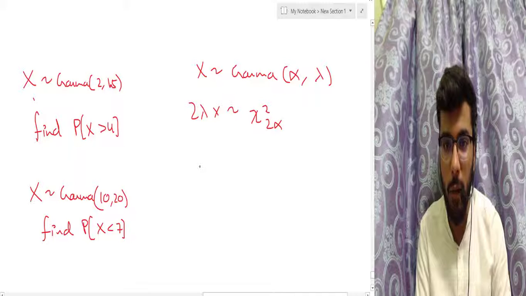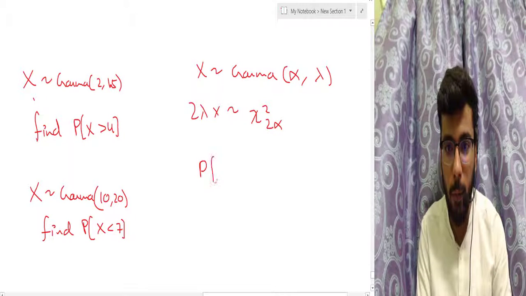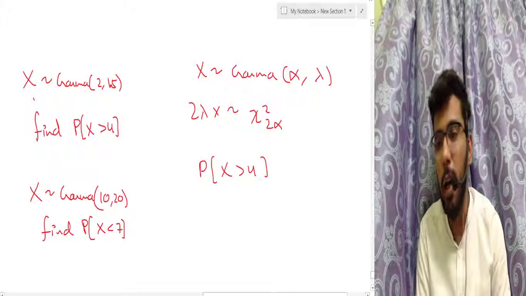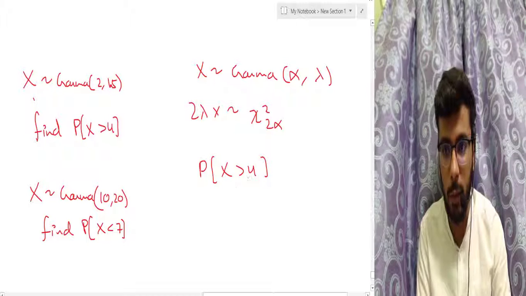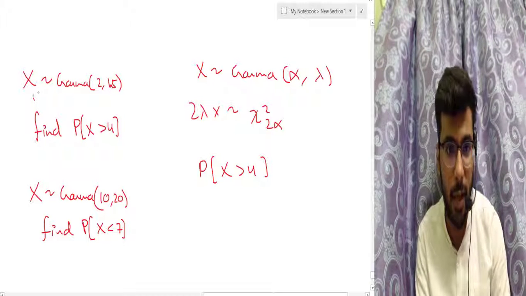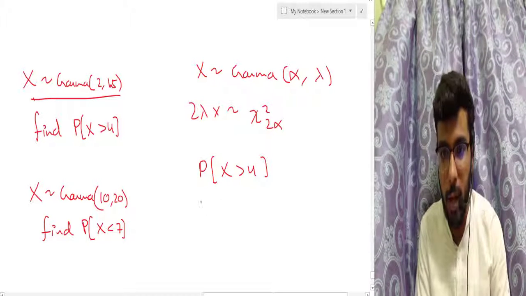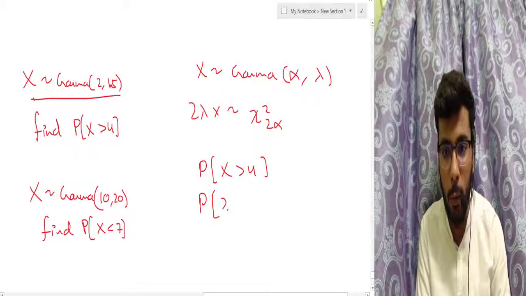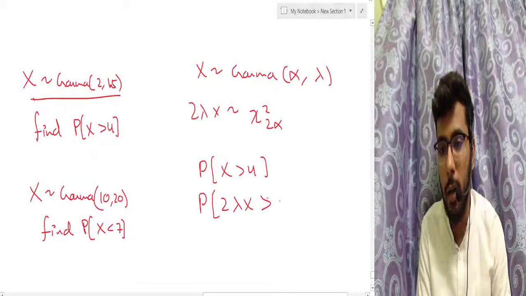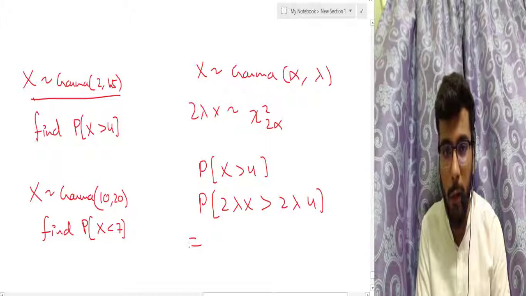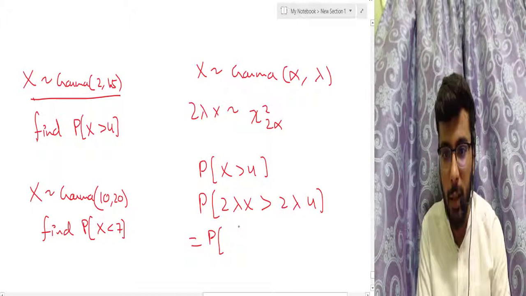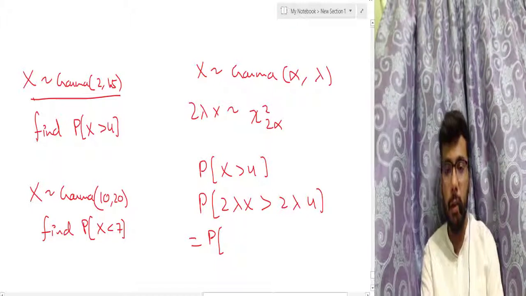So what do I want to find? I want to find the probability that x is greater than 4. In order to modify this into a chi-square distribution, this x has a gamma 2 comma 1.5 distribution, so I need to multiply with 2 lambda on both sides. So the probability that 2 lambda x will be greater than 2 into lambda into 4. What is the value of lambda? Lambda is 1.5. So now 2 lambda x has a chi-square 2 alpha distribution.